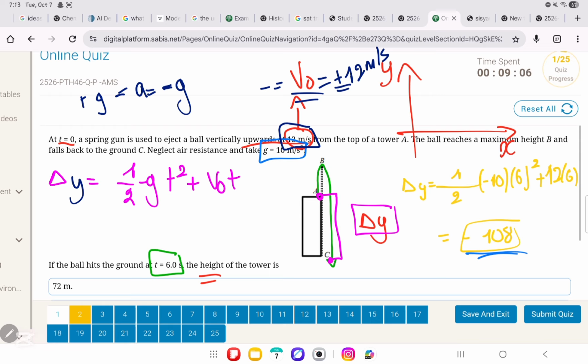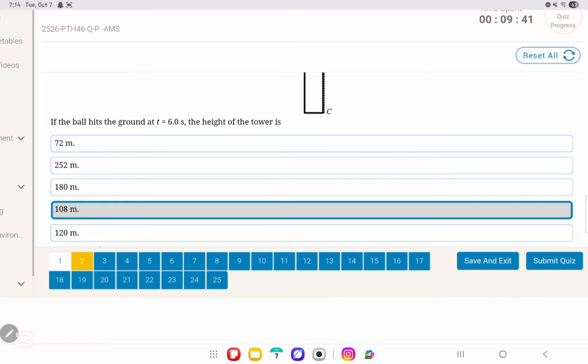Now delta y from where to where? From point A to point C, this is minus 108. But is this the height of our tower? No, this is just the displacement, because it went from point A all the way to point C. However, the height of our tower is from point C to point A. So from point A to point C it's negative, which means from point C to point A, it's going to be positive 108 meters. That is why it is 108 meters.